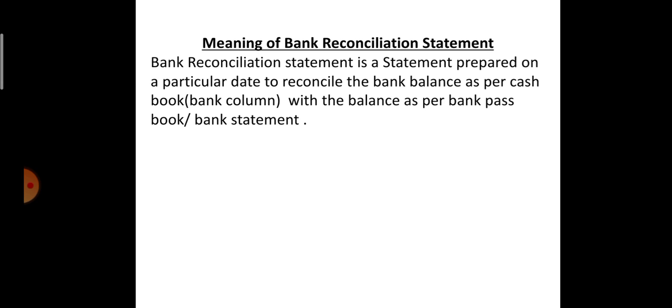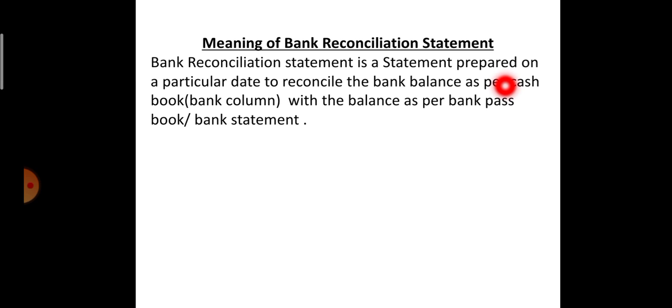So bank reconciliation statement is a statement prepared on a particular date to reconcile the bank balance as per cash book. We have learned cash book earlier. We have studied single column cash book and two column cash book. So in the two column cash book, bank transactions are recorded in the bank column.